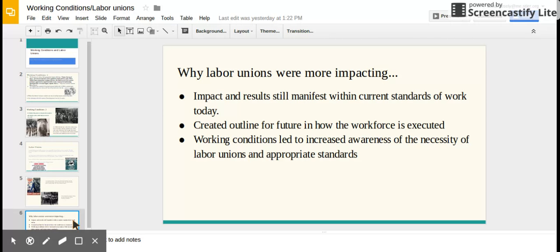Overall, based upon this evidence, we have decided that labor unions were more impacting. Their impact still manifests itself within today's society and the standards that jobs still use today. They created an outline for the future that we still use today, and the working conditions led to an overall awareness of how workers should be treated.